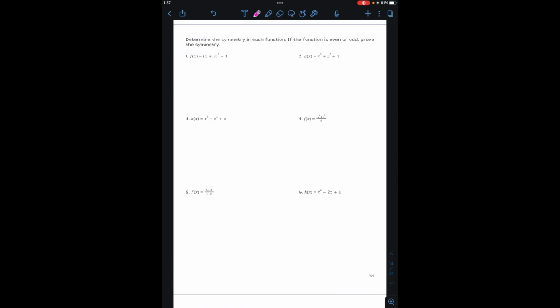Okay. Now we have some algebra to work with. So we want to determine the symmetry of the function. If it's even or odd, prove the symmetry. So right off the bat here, imagine the graph. You can just say it. We're only a candidate for even by this power, but because we are shifted on our vertex somewhere over here, it's going to be neither.